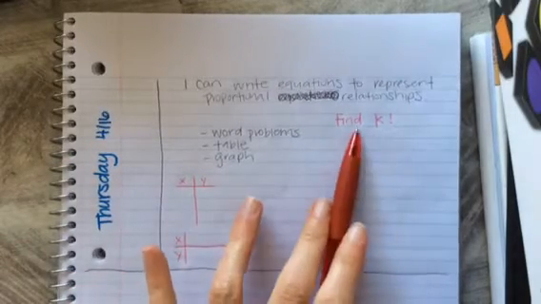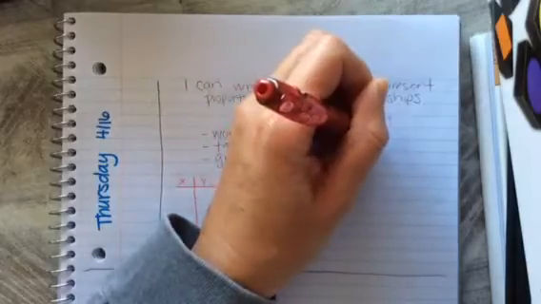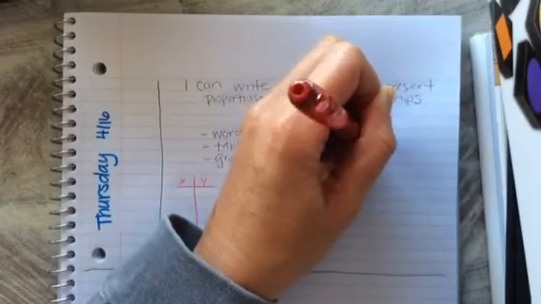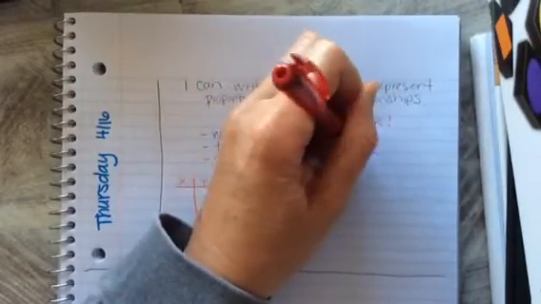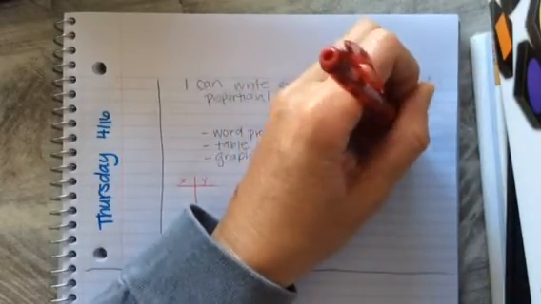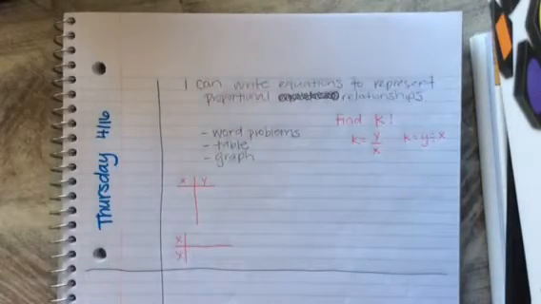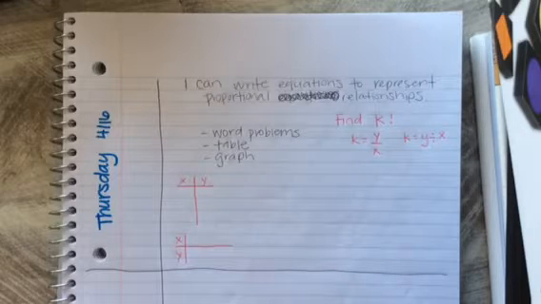And again, how we find K, if given a table, all we need to do is take Y and divide it by X. So K equals Y divided by X. You can also write that as Y divided by X, if you'd rather write it that way. And that will help you find K.